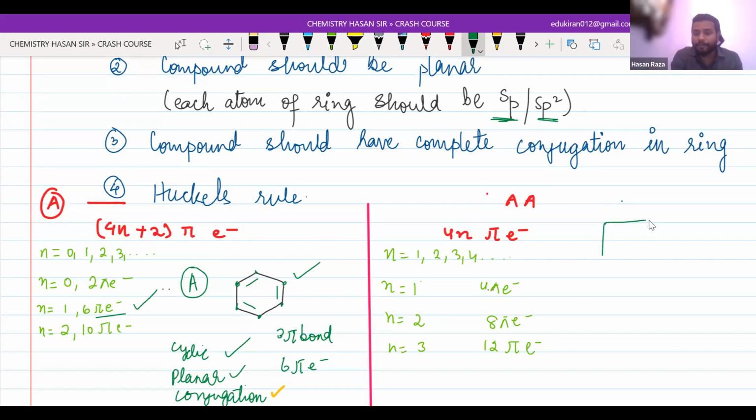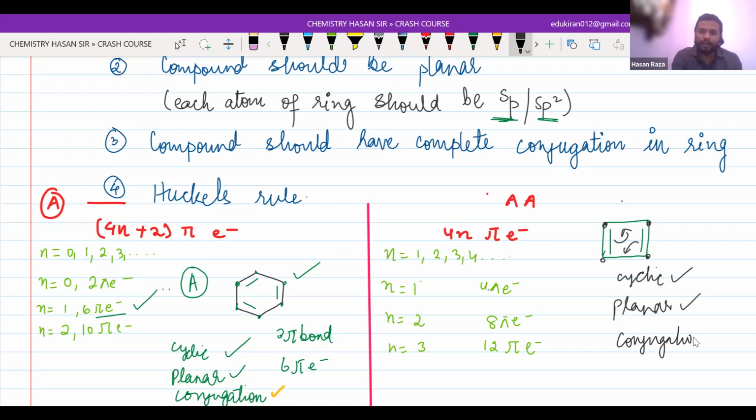Now look at this one. Is it cyclic? Yes, it is cyclic. Planar? Yes, it is planar. You can see every carbon, all 4 carbons in the ring, is sp2 hybridized. That's why it is planar. Conjugation? Yes, complete conjugation is there. Then come to the Huckel rule. After this, you count the pi electrons. How many pi bonds are there? 2. So there are 4 pi electrons. That means it is anti-aromatic.